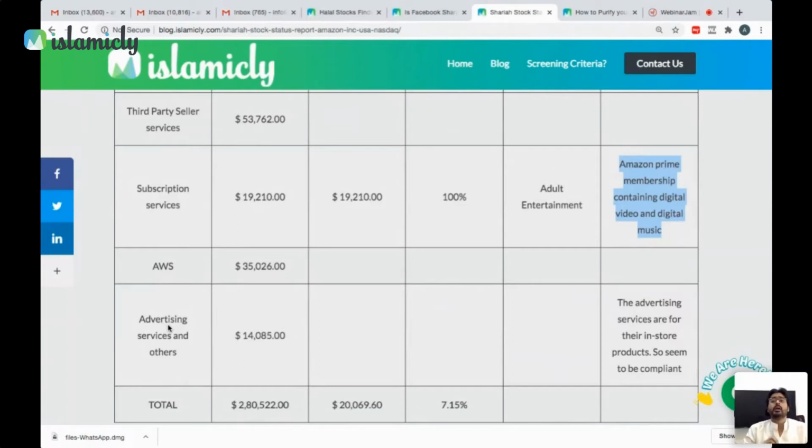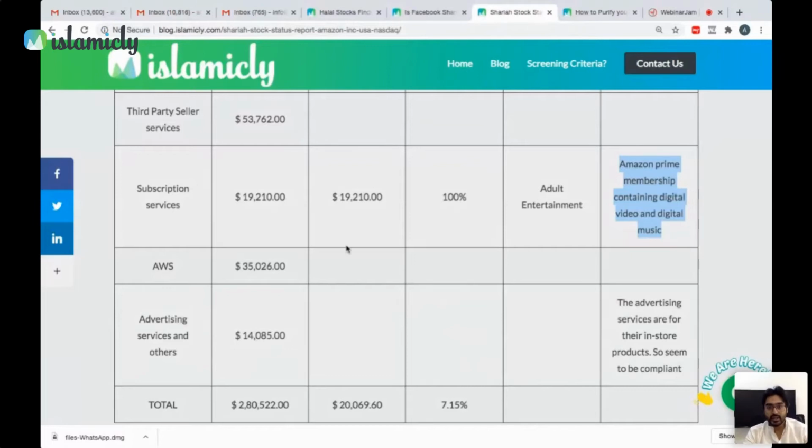It's mostly about promoting a product on top of your list or showing the same products on the Amazon marketplace higher or giving you more exposure to a particular product. These kinds of advertising services, since advertising as a business activity is compliant, and this does not involve any of the non-Sharia visuals, is considered Sharia compliant. Hence, we have written a note as well. The advertising services are for the in-store products, so they seem to be compliant.